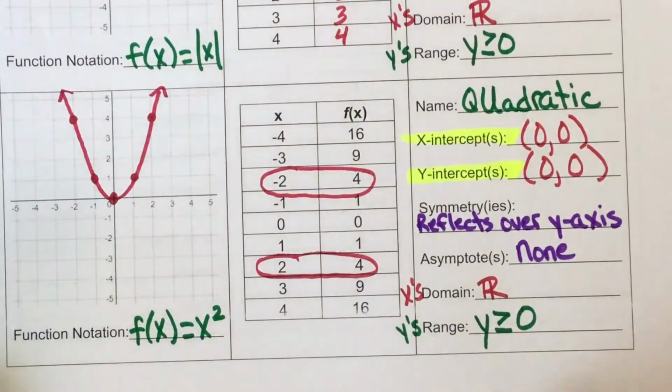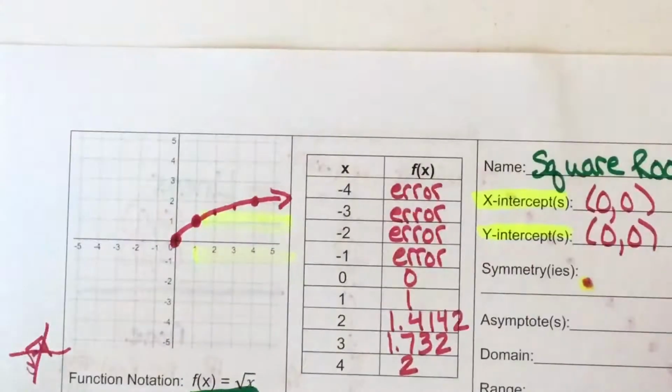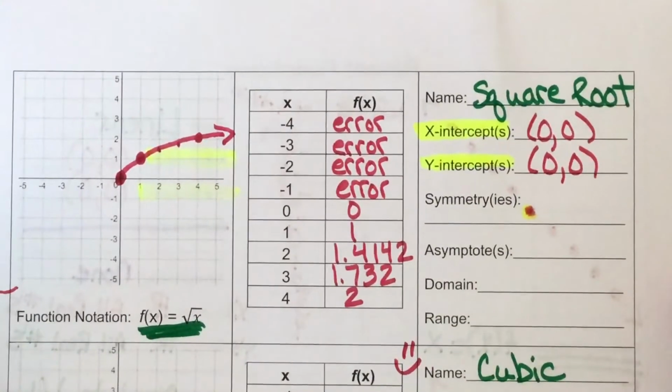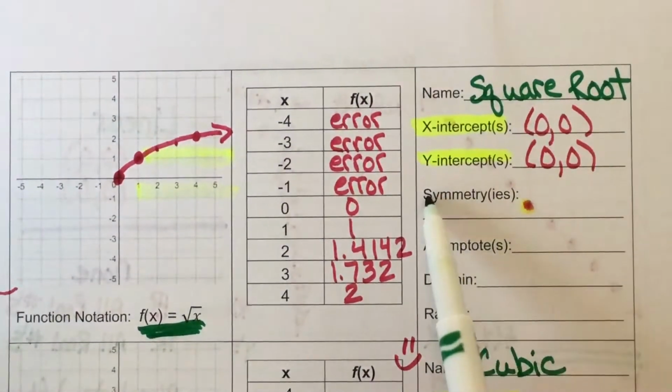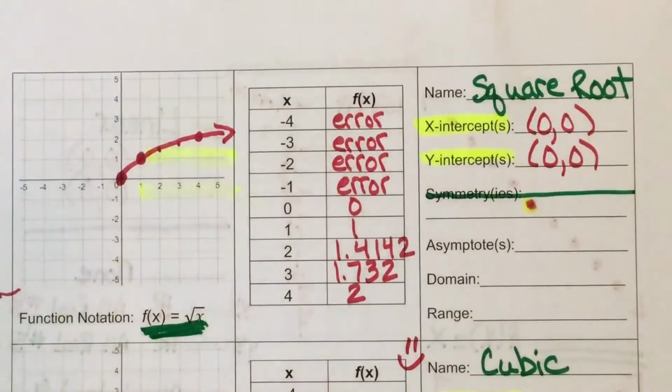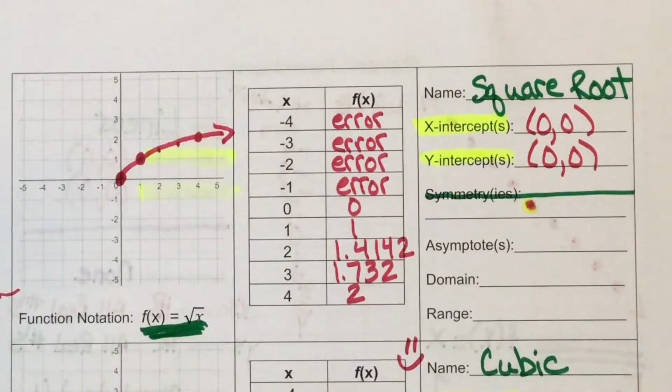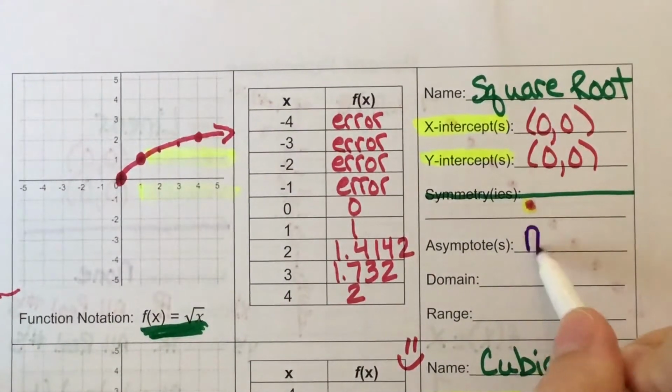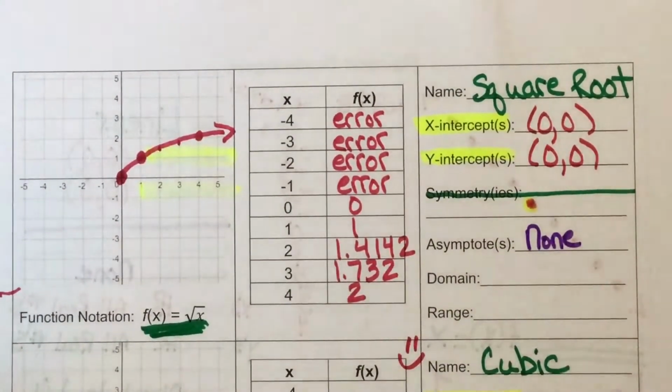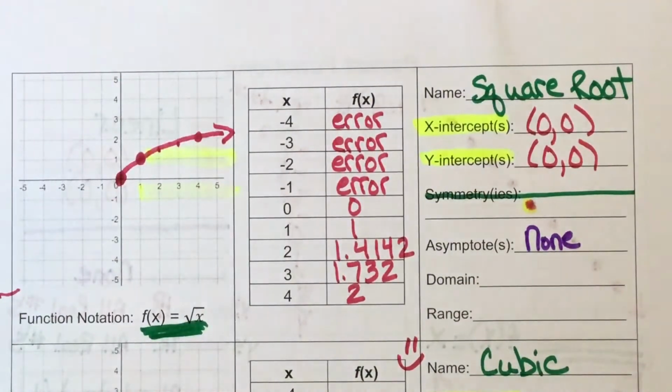Okay, let's keep trying. All right, so next we have our square root parent. And I'm not going to worry about symmetries on any of the other problems. Okay, asymptotes. There are no asymptotes on this. We'll get to some in a minute, but there's none for right now.